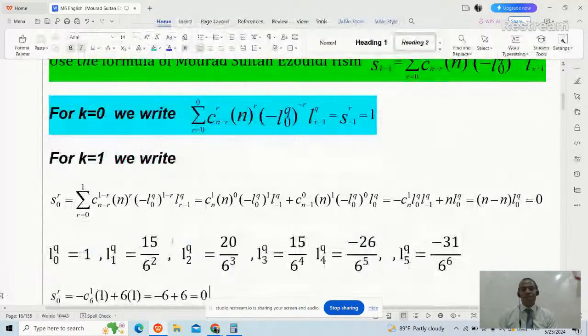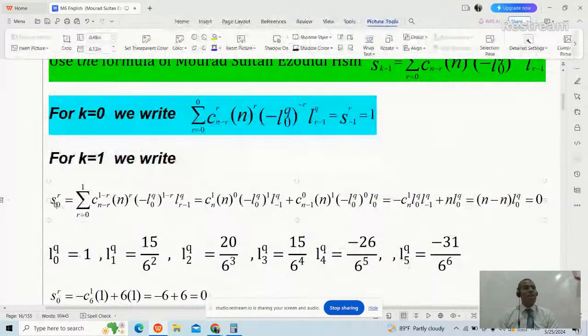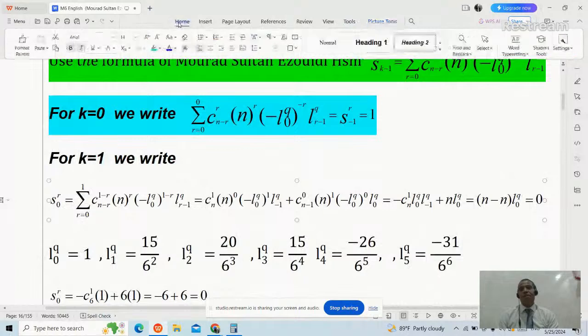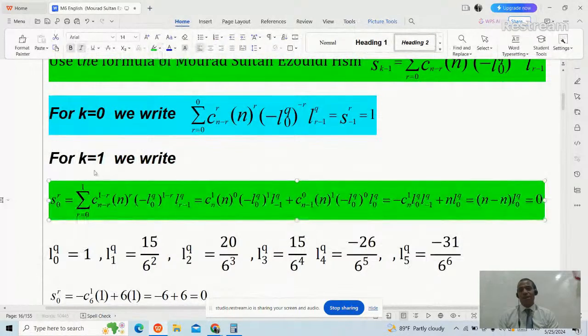So when K equals 1, we write S0 of order R is the sum from 0 to 1 of combination n minus R, 1 minus R, n raised to the power R times (−L0 of order Q) raised to the power 1 minus R, L R minus 1 of order Q.